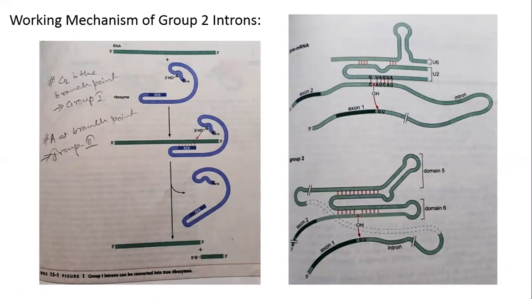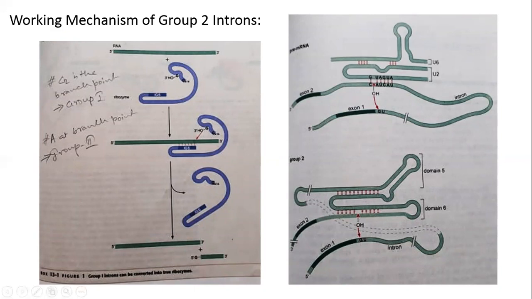But this catalytic activity of this RNA, now the question arises whether it is an enzyme or not. No, this is not an enzyme, because after the working, these introns are degraded. The main difference is that after any reaction, enzymes are not degraded, but in this case the introns are degraded. So these introns are not enzymes, but they have some catalytic activities.